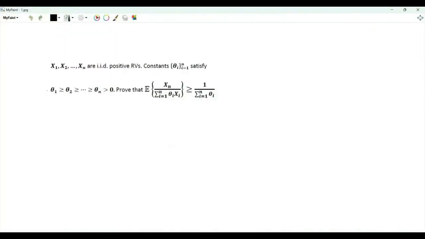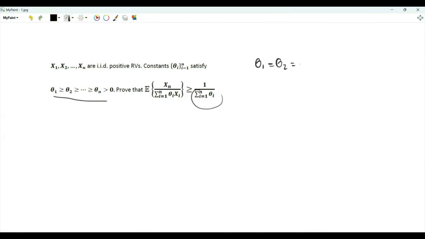We have a sequence of i.i.d. positive random variables from x1 to xn. We also have positive constants, θ1, θ2, θ3, and so on. They are in a non-ascending order. The goal is to prove that 1 over the sum of the thetas is a lower bound on the expectation of xn divided by summation i from 1 to n θᵢXᵢ.